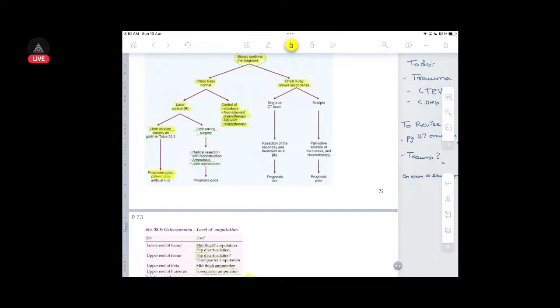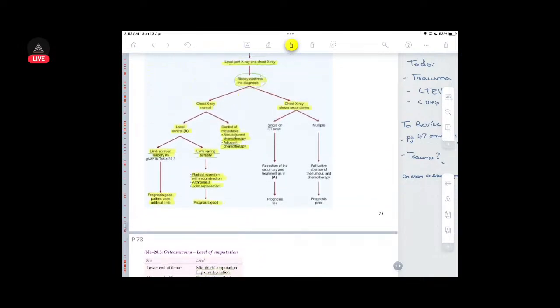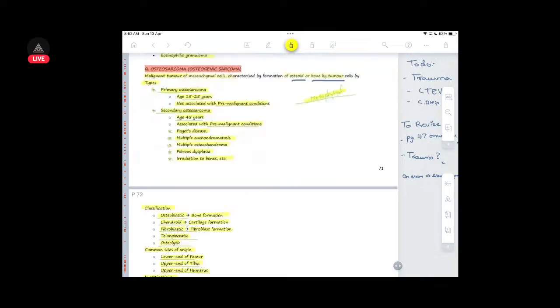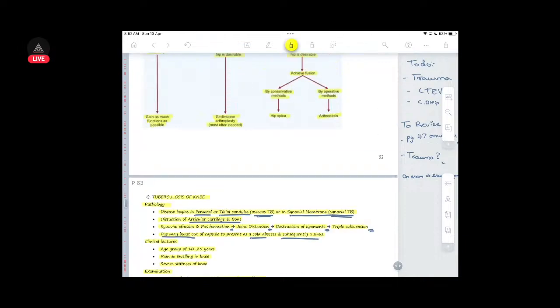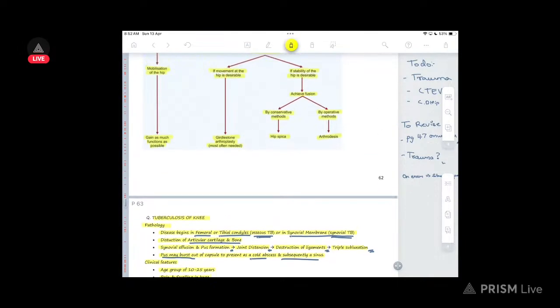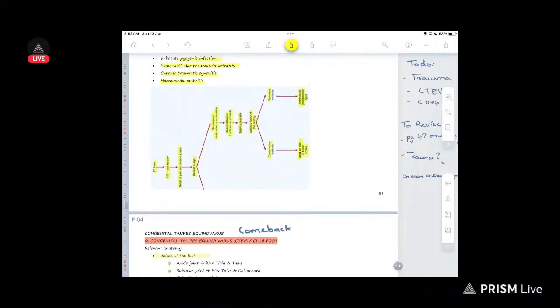Prognosis is good, the patient uses an artificial limb. And if you want limb saving surgery, you have to do radical resection and reconstruction, arthrodesis and joint replacement. And this also has a good prognosis. Arthrodesis is fusion of the joint. You just fuse the joints here. My bad, I thought you have to amputate. This is actually fusion.